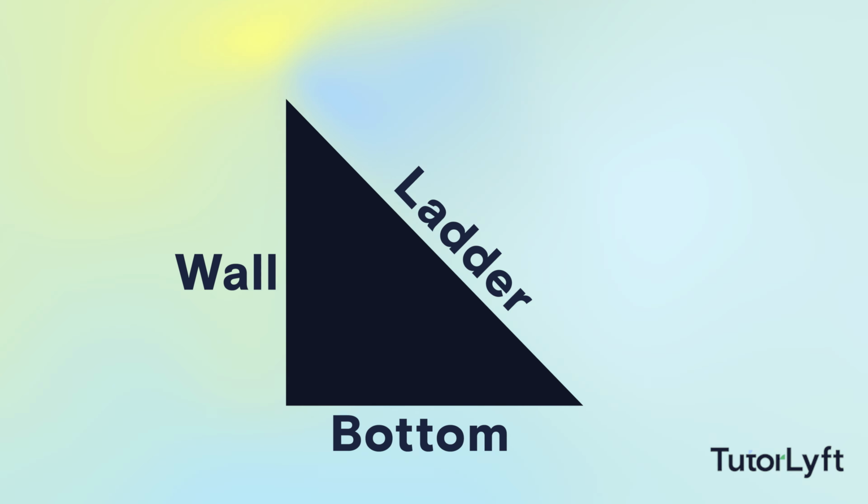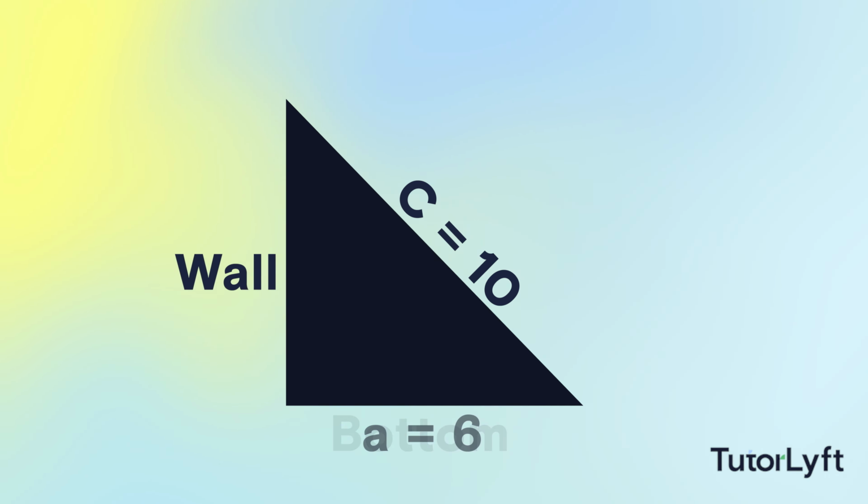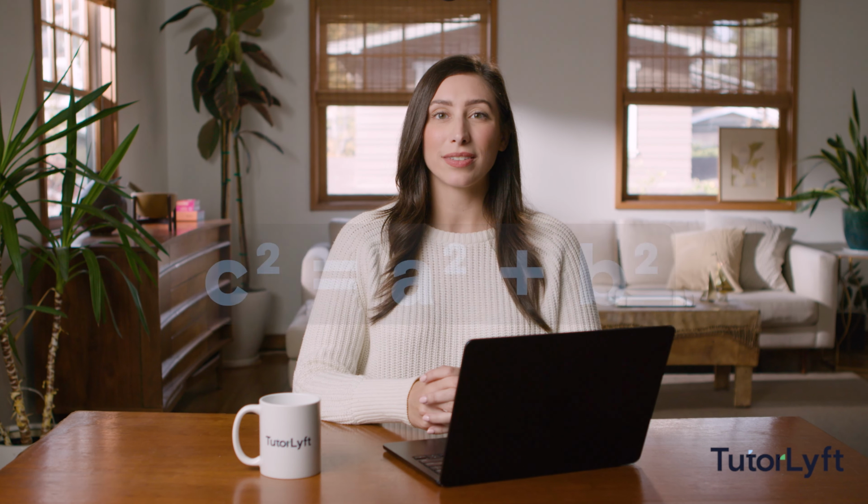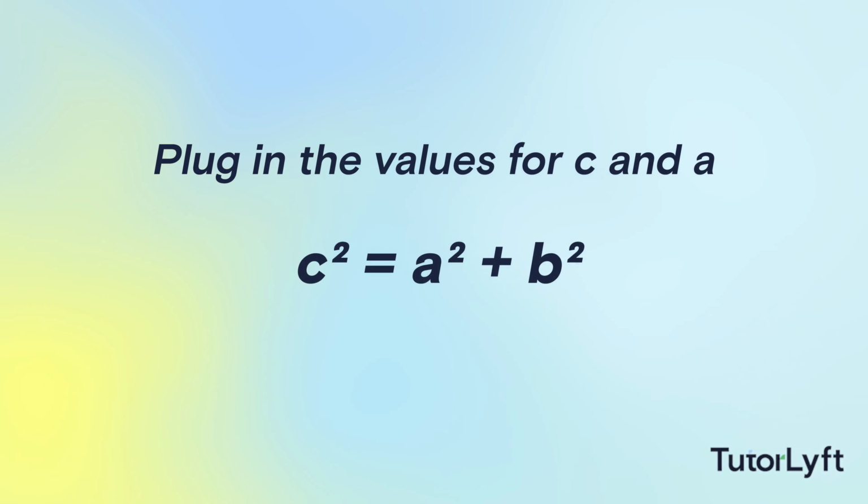The ladder is the hypotenuse, c equals 10. The distance from the bottom of the ladder to the wall is one leg, a equals 6. The height the ladder reaches is the other leg, b, which we need to find. Start with the formula c squared equals a squared plus b squared. Plug in the values for c and a.